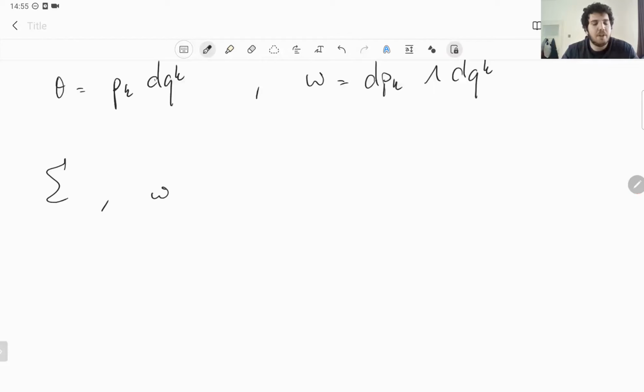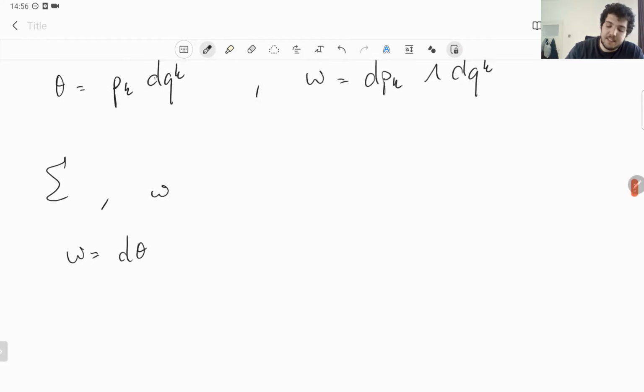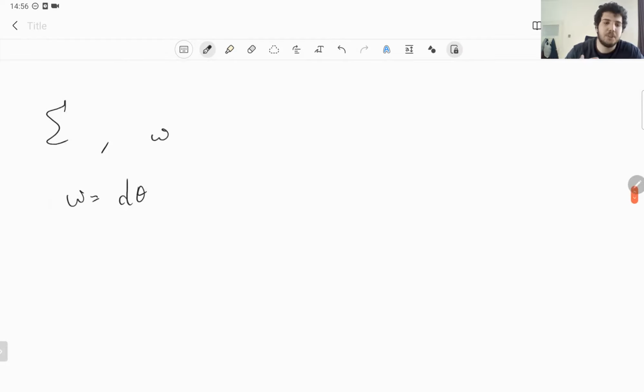This satisfies all the other things. It's closed, and let's assume that it's globally exact, so that omega is equal to d theta. We're going to show that it can't be globally exact. In the previous case, our cotangent bundle was globally exact, but in this case, it won't be. Why? Because we'll just use Stokes' theorem to verify this.